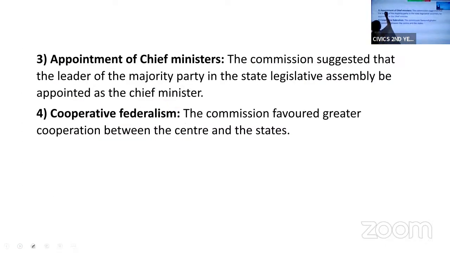Next is appointment of chief minister. Same point. The leader of majority party in the assembly should be appointed as the chief minister, and cooperative federalism. The central and the state governments should cooperate with each other for the welfare of the people, for the development of the nation. So, same 4 points you have studied in Sarkariya Commission also. Okay.